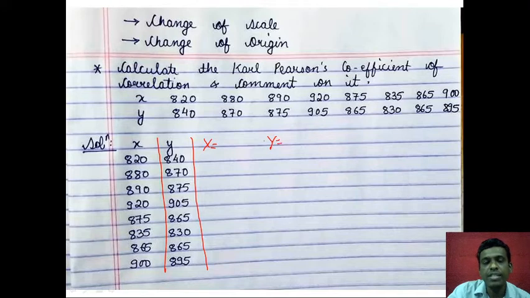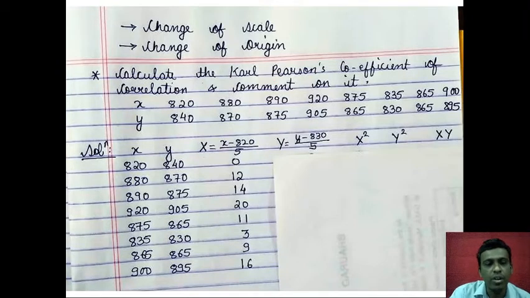So what is capital X and capital Y? See here, I am doing both change of scale as well as change of origin. This is what we do. What I have done here is, for simplicity, to not have any negative numbers, out of all these x values I take the smallest number of x, that is 820. If you see all these numbers of x, the smallest number is 820. So I am subtracting 820 from all these numbers, x minus 820.